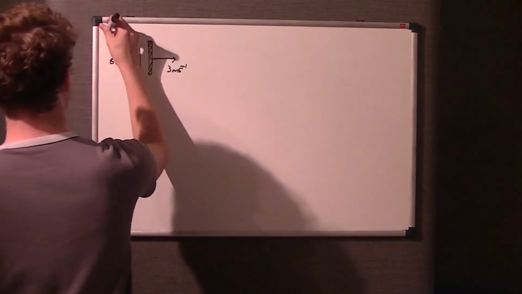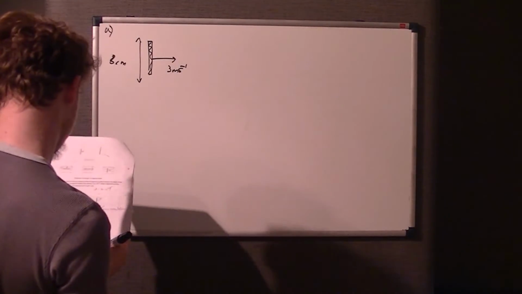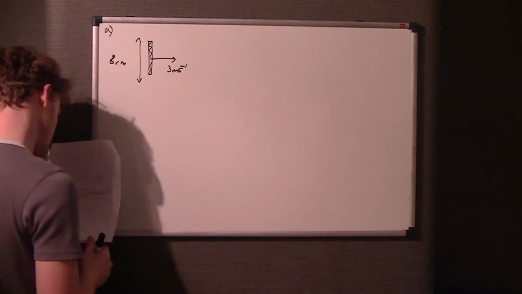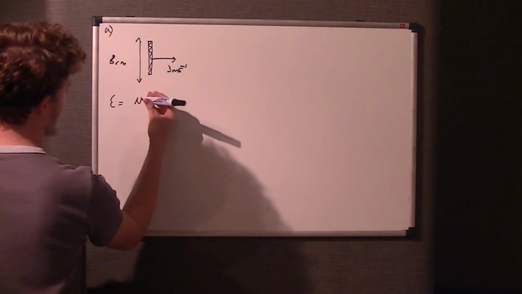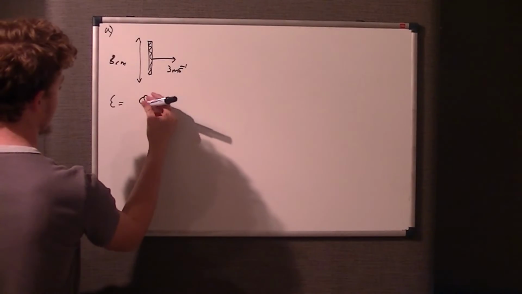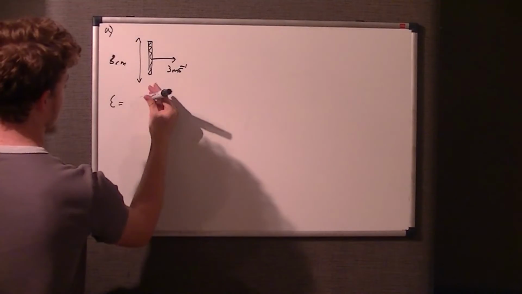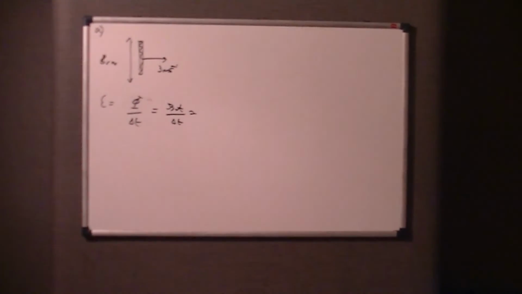Okay, so that's part A. And what he wants us to work out is the direction and the magnitude of the induced EMF in each case. Well, we know the EMF is equal to the number of turns, N, which for all of them is 1, so we can kind of ignore that, times phi over delta t.